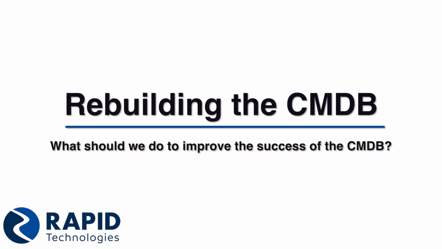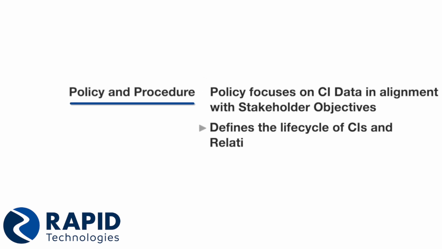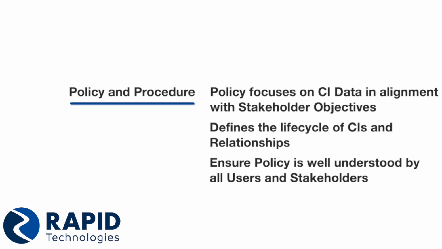Establish policy and procedure documentation. The policy should focus on the key CI classes, attributes, and relationships that align with stakeholder objectives. It should define the life cycle of CIs and relationships, which is how are they created, updated, retired, and possibly deleted. Once the policy is established, or whenever it's updated, appropriate staff should review it. And the CMDB process owner should ensure it always aligns with stakeholder objectives.